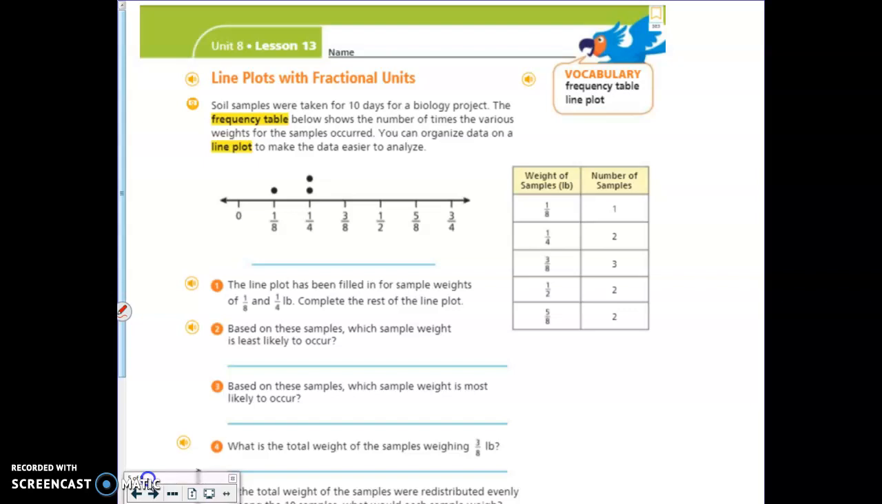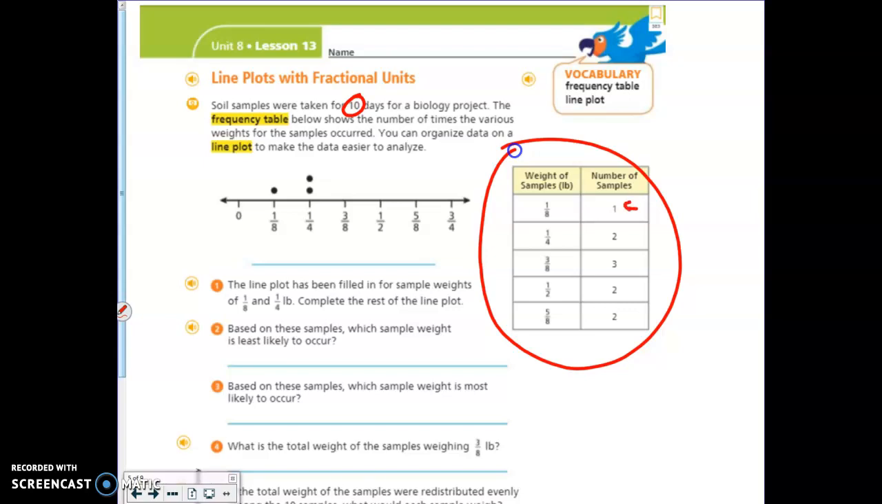So this first one here says soil samples were taken for 10 days for a biology project. The frequency table below shows the number of times the various weights for the samples occurred. You can organize data on a line plot to make the data easier to analyze. So here is our frequency table right here. This is what they're referring to. And our number 10, it says for 10 days, comes up right here, guys.